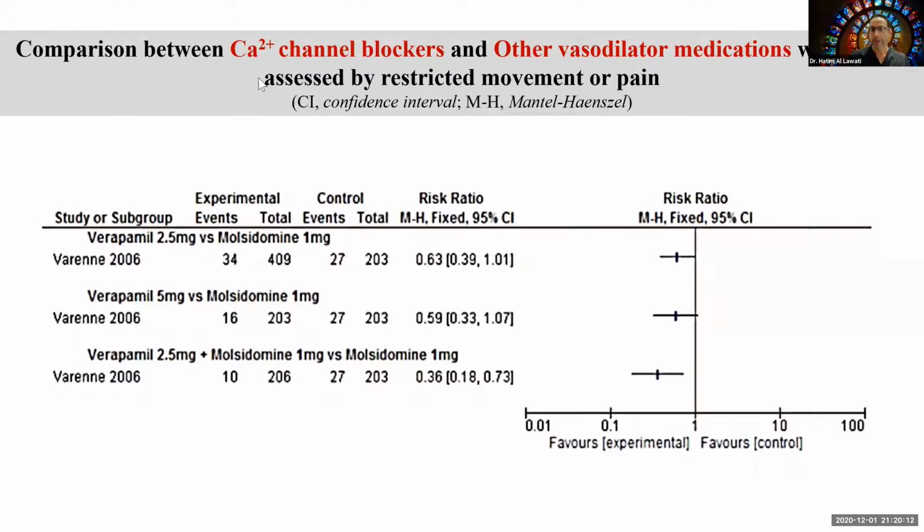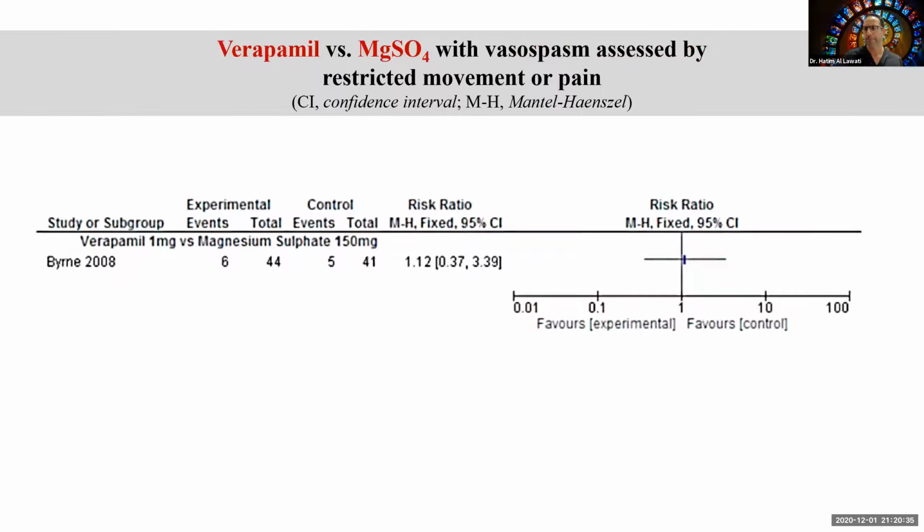Again, when you compare calcium channel blockers to other vasodilator medications, with spasm being assessed by restricted movement and pain, there didn't seem to be a big difference between verapamil and molsidomine, whether it's the 2.5 milligram dose or the 5 milligram dose, but when you combine the two, you get a better effect than using a vasodilator alone. And I think this has been the practice in most places. You combine, or at least the places where I practiced, you combine verapamil with a vasodilator, most commonly nitroglycerin.